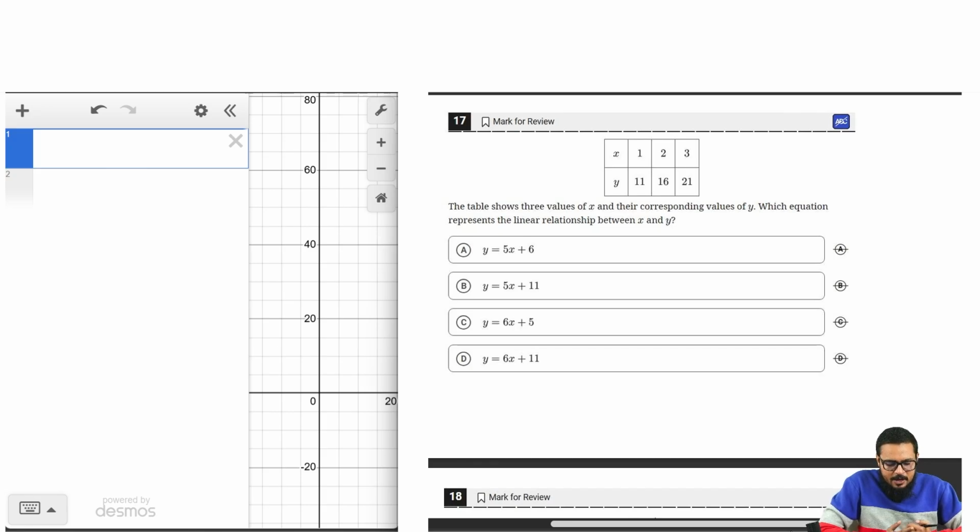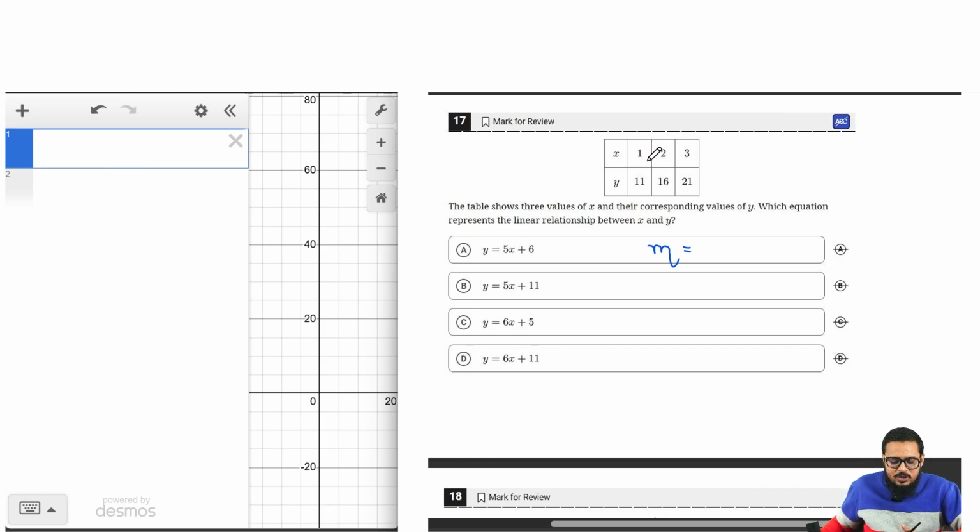The table shows 3 values of x and the corresponding values of y. Which equation represents the linear relationship between x and y? So let's try to figure out the gradient first. It's always y2 minus y1 divided by x2 minus x1. For example, I can choose any two of these coordinates. The gradient would still be the same.